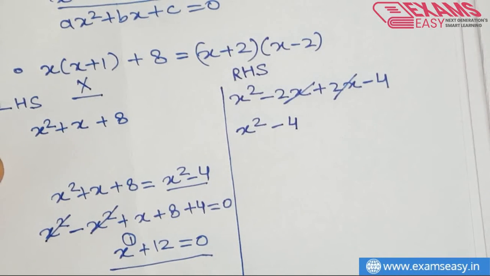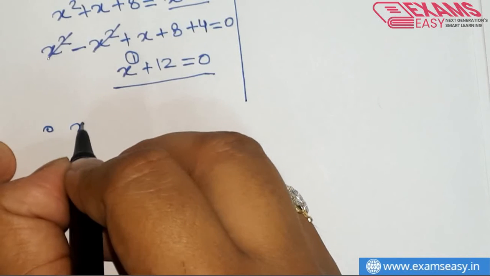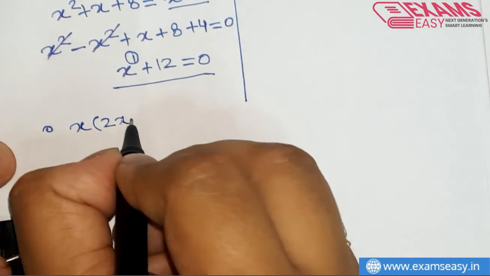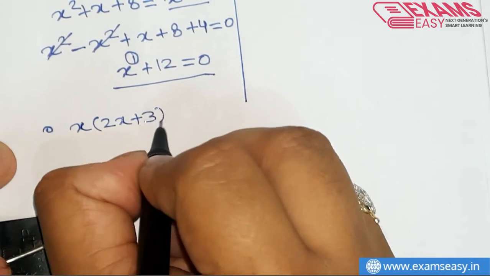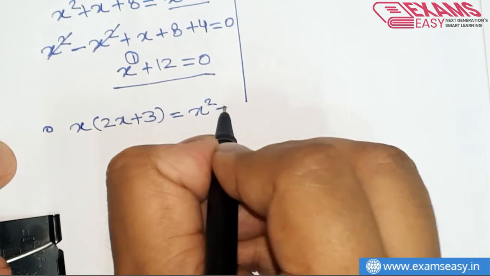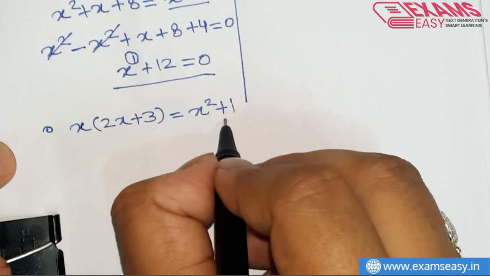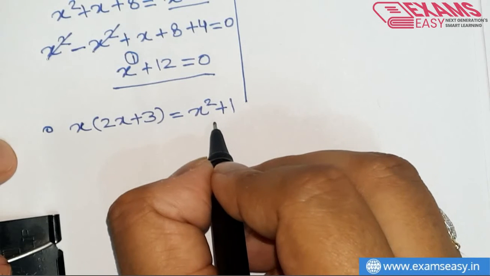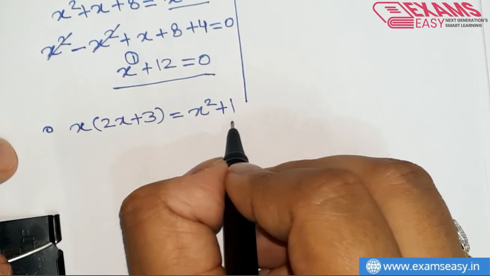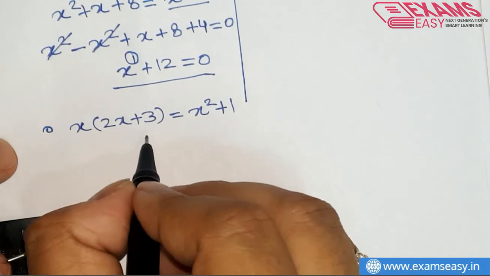Let us see one more example here. X into 2x plus 3 is equals to x square plus 1. Friends, the right hand side of this expression cannot be simplified further, so let us simplify the left hand side expression.